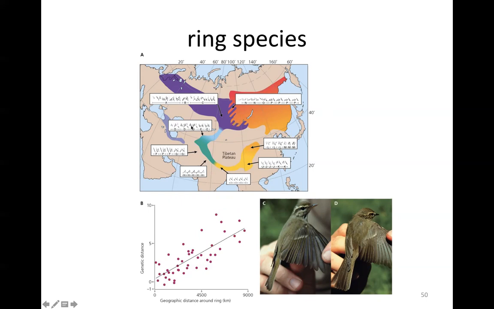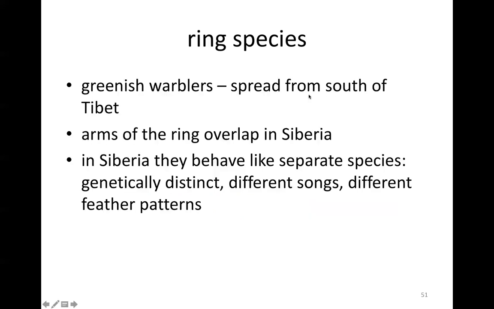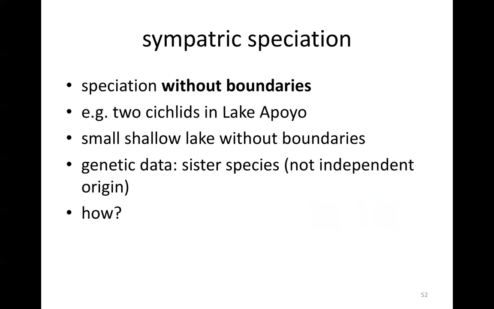And here we see their chirping records, and as they've differentiated, their chirping patterns have also differentiated. So here, these two guys apparently have two different chirping patterns, so they don't find each other's chirping attractive. In Siberia, they behave like different species. Also, their feather patterns are apparently different.